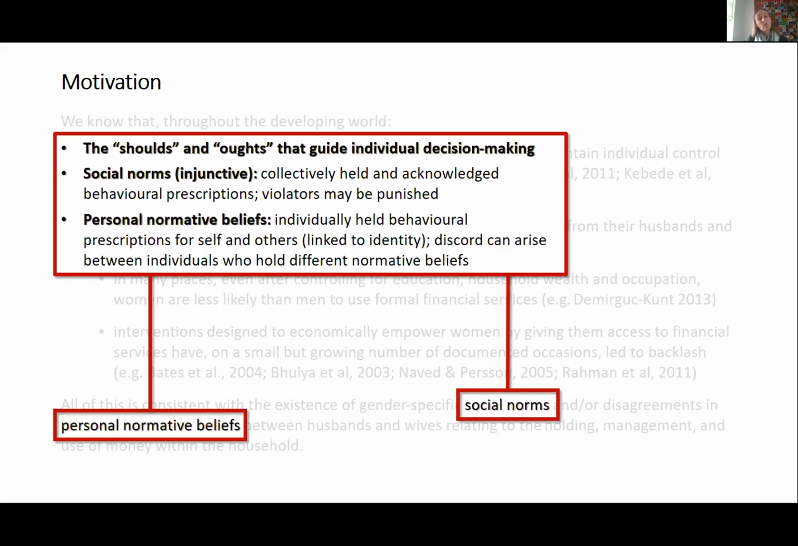Personal normative beliefs, on the other hand, are individually held behavioural prescriptions. For self, I should do this, possibly for others, they should do that. They're linked to notions of identity, and I'm proposing that discord can arise between individuals who hold different normative beliefs. If I think I should do that, but another person thinks I should do something else, we're going to have a problem, we're going to fall out.